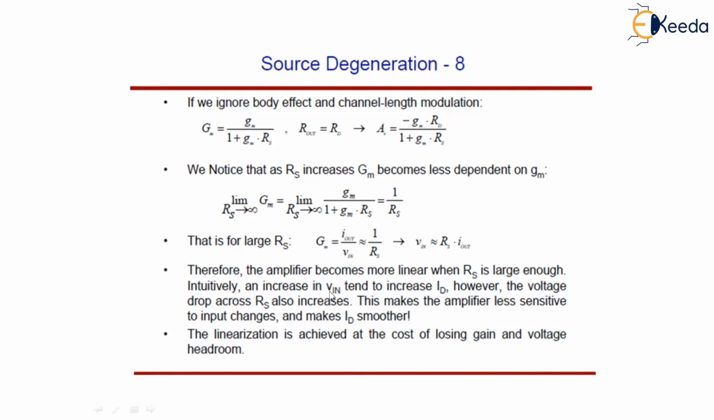Or we can see that an increase in the input voltage tends to increase the drain current, and the voltage drop across this source resistance Rs also increases. This makes the amplifier less sensitive to input changes. Hence, our purpose is solved: to make the system more linear by removing the non-linearity which is imposed by the dependence of the drain current upon overdrive voltage. So this makes our drain current smoother. So the linearization is achieved at the cost of losing gain and voltage headroom. That is the voltage swing.